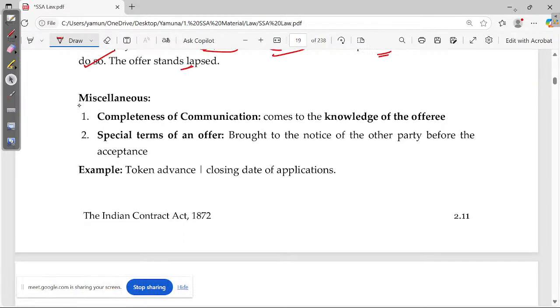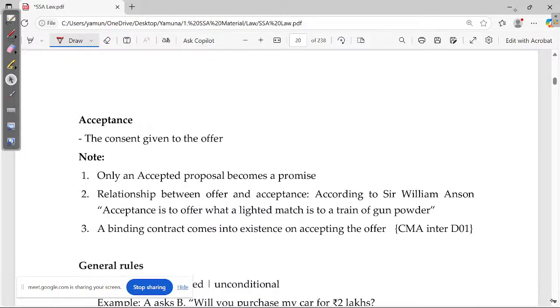Miscellaneous, just to have extra knowledge. Completeness of communication. Yes, you actually have to bring it to the knowledge of the offeree. It's not just communicating. You have to bring it to the knowledge of the offeree. Special terms of an offer, probably like paying some token advance. And I say my offer will be valid till this date. See, for my offer to be valid I should mention the date, right? So probably like the closing date of applications and all. So these are the miscellaneous headings.